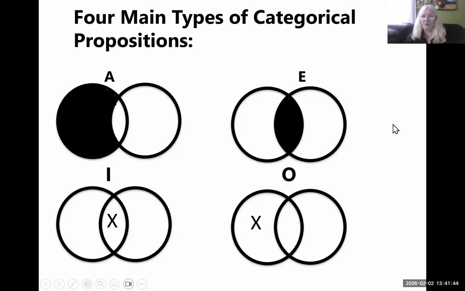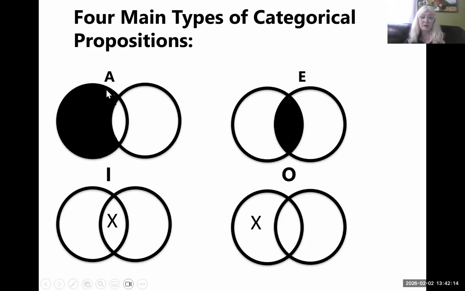So here are our 4 main types of categorical propositions. For our A, what we would do is we would shade in. So if we look at these circles and we look at the overlaps, we've got 3 main areas. 1, where you have the subject without the overlap. 2, the middle area, which is the overlap of both subject and predicate class. And then 3, which is the predicate class, but not the subject class.